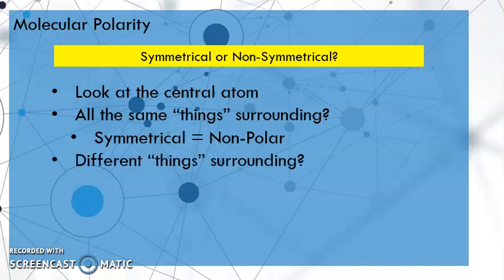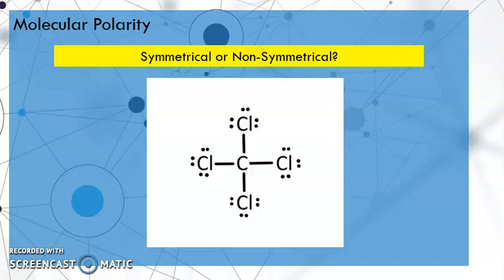What if you have different things surrounding the outside of your atom? Well, then your molecule is non-symmetrical. And if it's non-symmetrical, the electrons will not be evenly distributed, and your overall molecule will be polar. Now, once again, polar means that the molecule will be sticky. It'll be attracted to other molecules that are also sticky or polar. Let's take a look at some examples, and you can actually determine this from a Lewis dot structure.